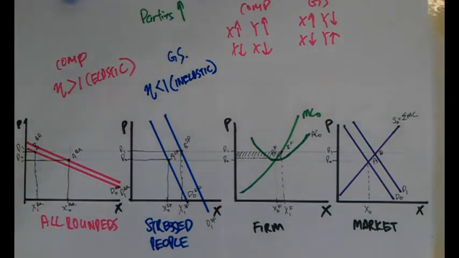Now what will happen to all these elements in the long run? You know that the firm is earning supernormal profit. So what will happen now?